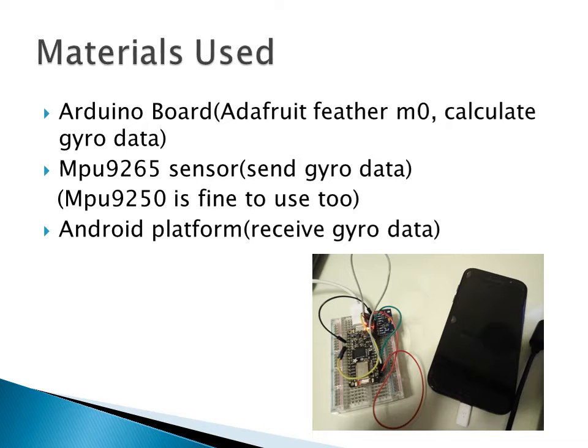The materials you need are as follows: Arduino board, Adafruit Feather M0, which is going to calculate the gyro data, and the MPU 9265 sensor, which is going to send the gyro data to the Arduino board. You can use either MPU 9250 because they all work in a similar way. And finally, you need the Android platform to run the program.